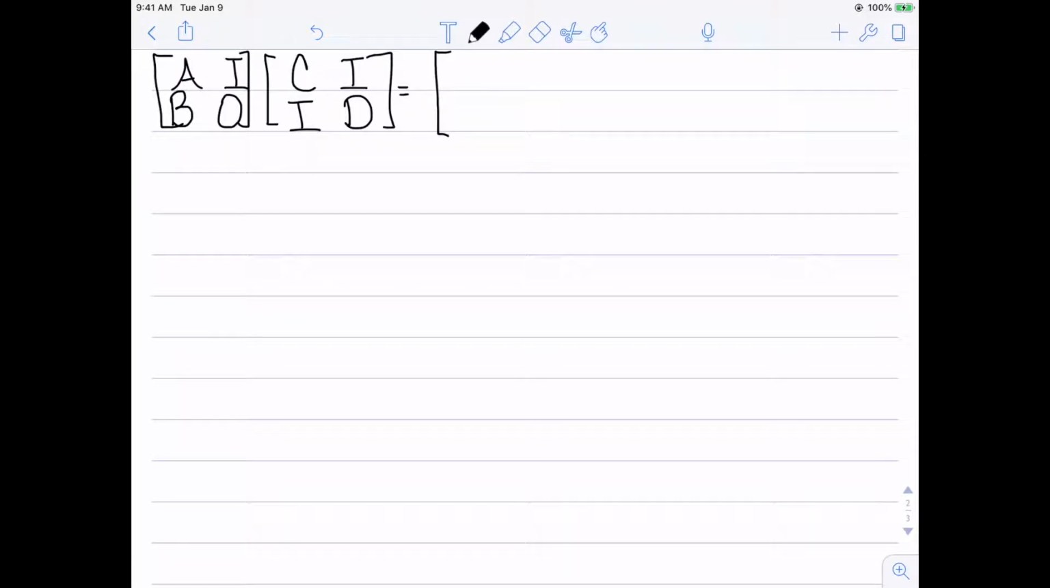In order to do this, I need to start by multiplying the first row by the first column. So I have A times C plus I times I. And we know that I times I is just I. For my second column, I have A times I plus I times D, which gives me A plus D. Second row has B times C plus 0 times I, which simplifies to BC. And then finally, B times I plus 0 times D, which just simplifies to B.